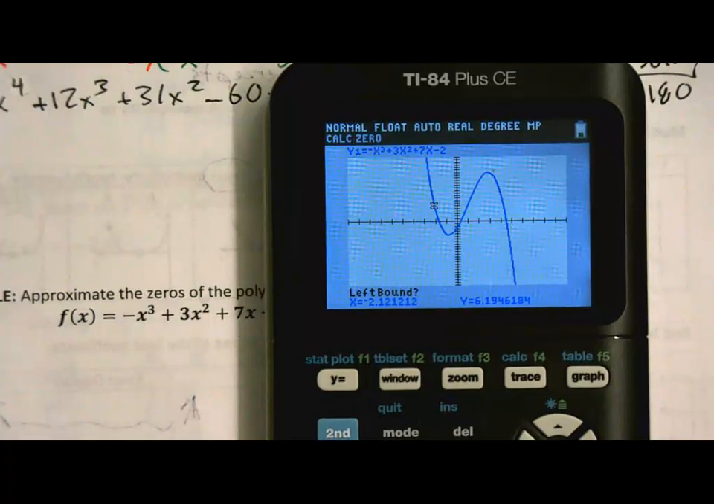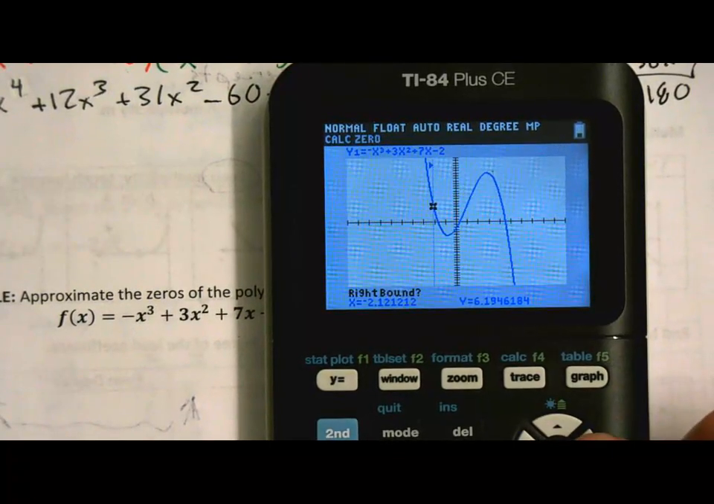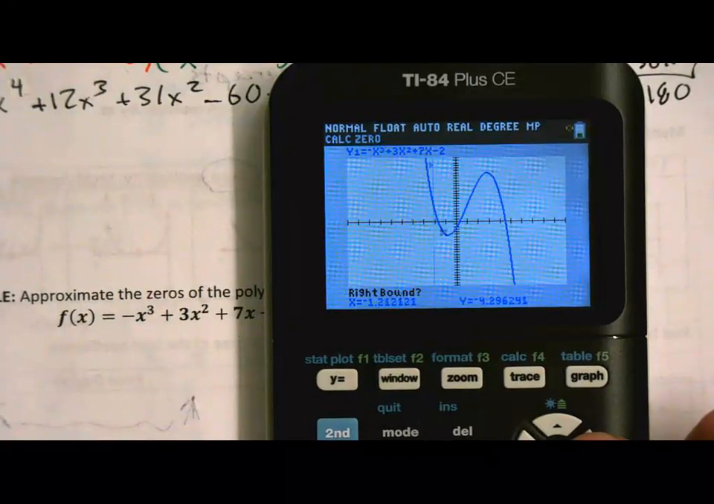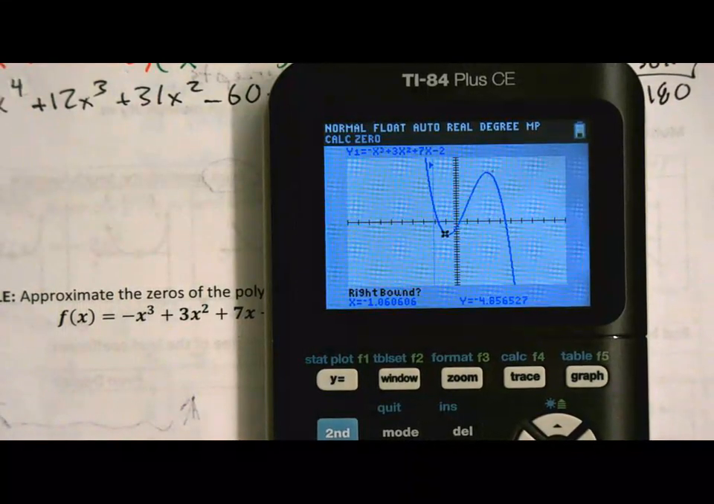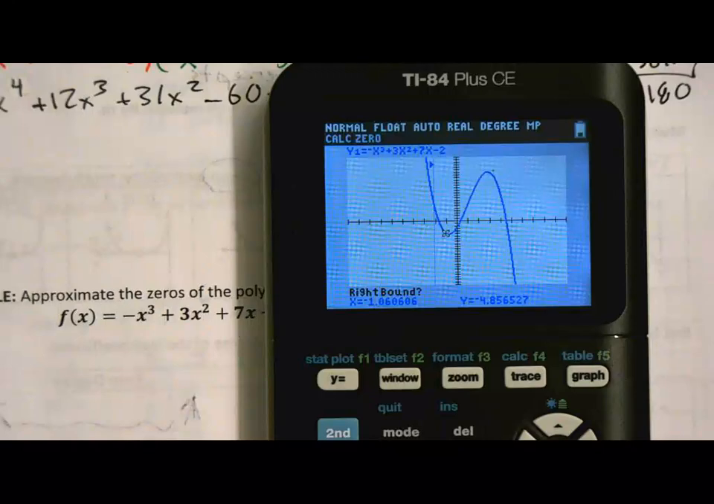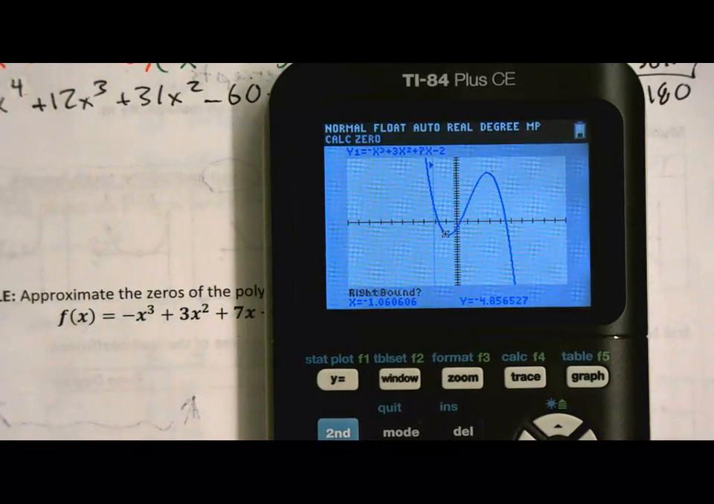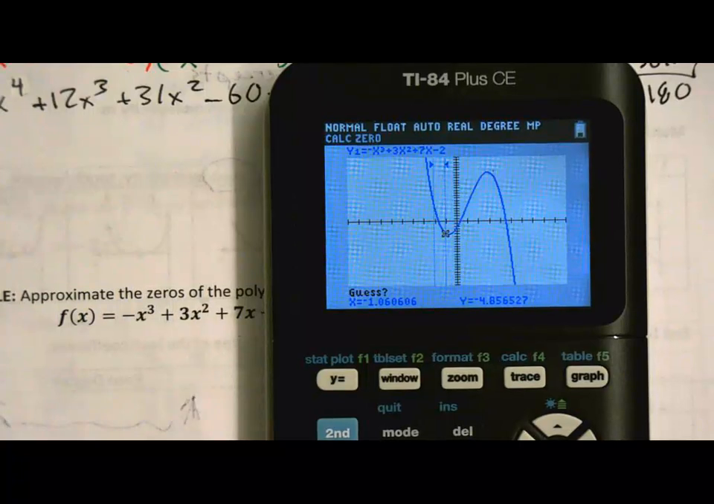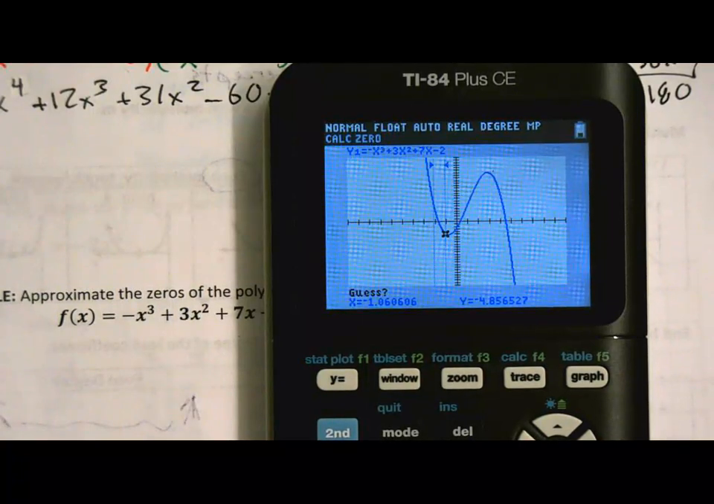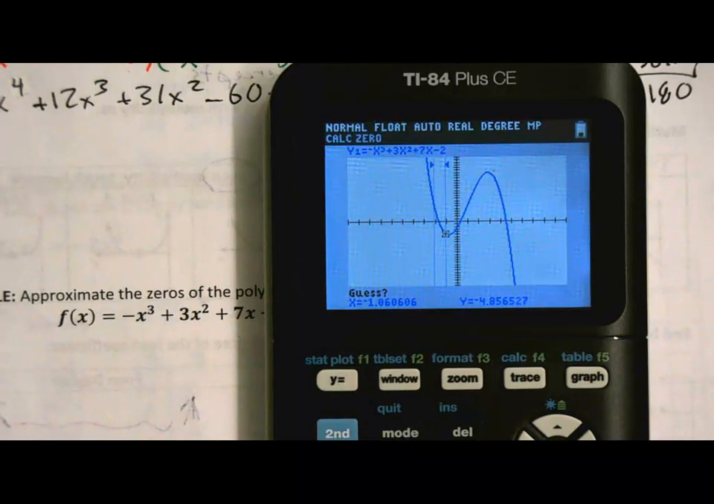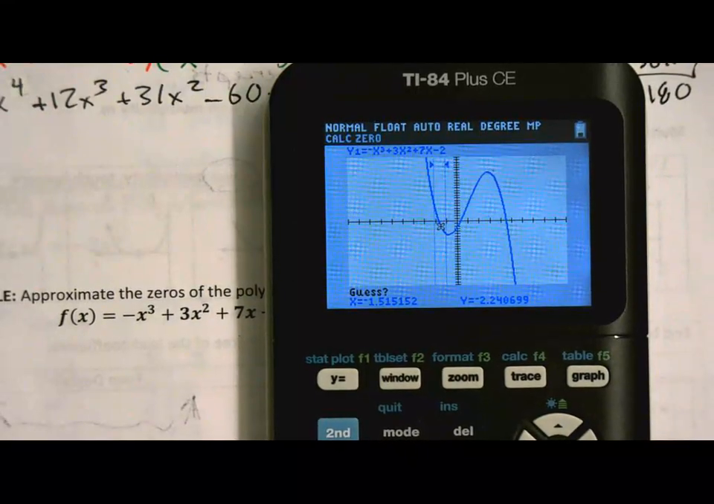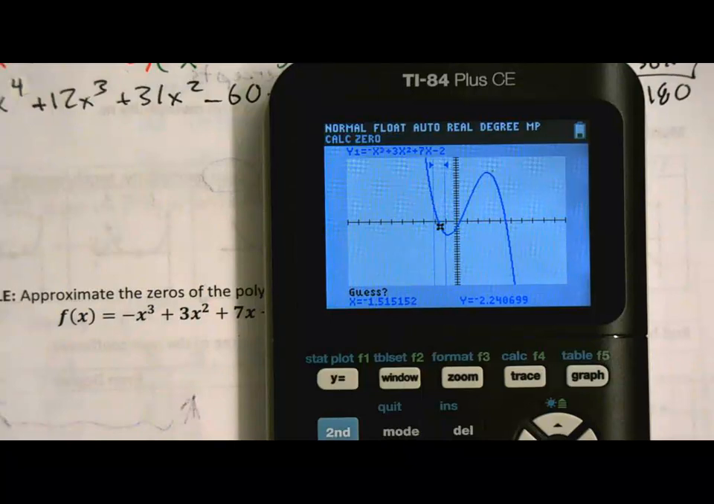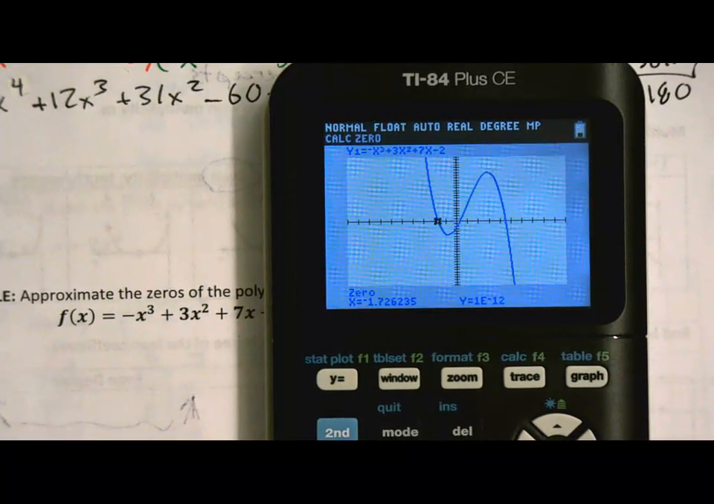Hit enter. Then it's going to ask you for a right bound. So I'm going to move my cursor a little to the right of that intercept. Remember, we're focused on the intercepts, not on the maxes and mins this time. We're focused on those x-axis crossing points. So what I've now done is I've told my calculator, focus in on this one small area of the graph. And then the last question is a guess. It wants me to put the cursor kind of close to where the actual x-intercept is and hit enter. And then it's going to churn and do some fun math. And it's going to give me my coordinates for my x-intercepts.